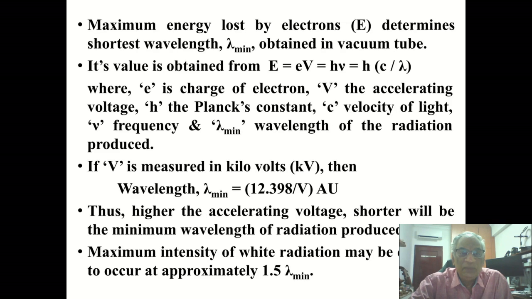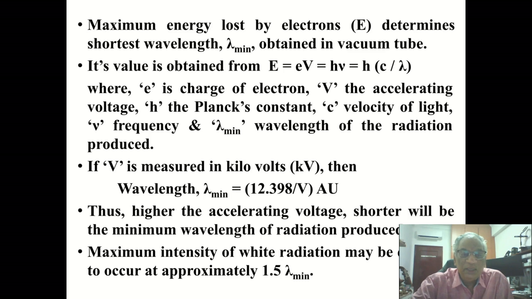Maximum energy lost by the electrons determines the shortest wavelength, that is lambda minimum, obtained in a vacuum tube. Its value can be obtained from E = eV = hν = hc/λ, where e is the charge of electron, V is the accelerating voltage, h the Planck's constant, c the velocity of light, ν the frequency, and λ minimum the wavelength of the radiation produced. If V is measured in kilovolts, then wavelength in angstrom units is given by λ minimum = 12.398/V. V is the accelerating voltage.